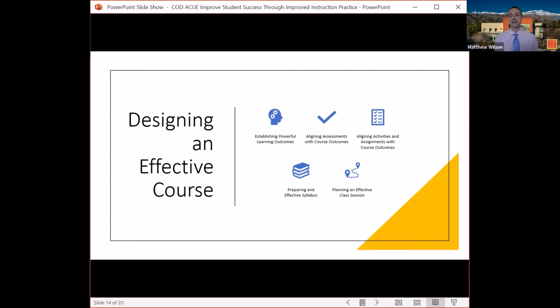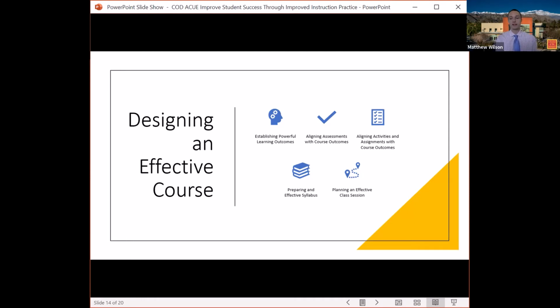Next one, aligning assessments with course outcomes. You're going to learn how to design assessments that most effectively and efficiently allow students to demonstrate mastery of course outcomes. Next one, we have aligning activities and assignments with course outcomes. Faculty learn how to select activities and assignments that are aligned to the cognitive level of their learning outcomes, both with their in and out of class time. So it's important that we evaluate Bloom's taxonomy, understand what we want the student to gain out of it, and make sure our assignments and assessments are properly aligned with the level of critical thinking and cognitive level needed for that outcome.